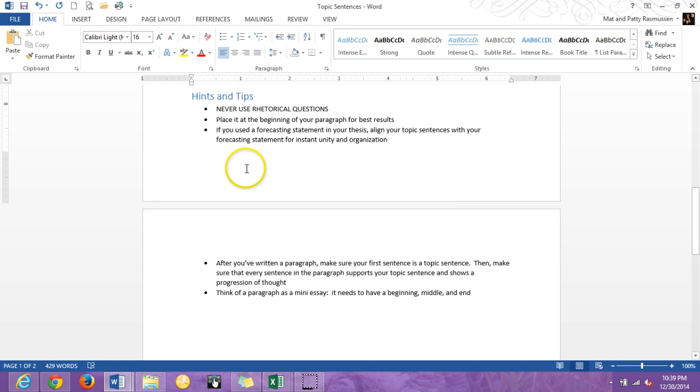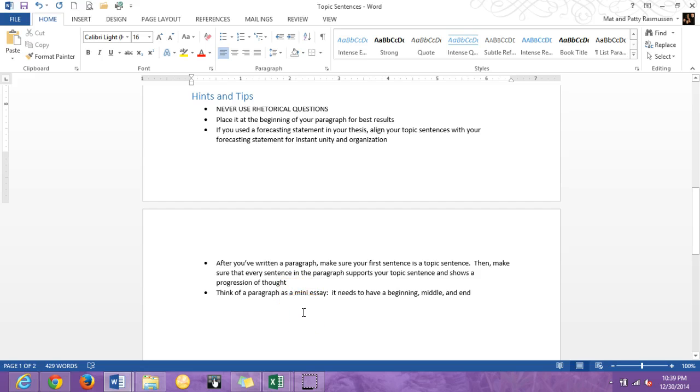Also, as I mentioned previously about forecasting statements, if you use a forecasting statement as part of your thesis statement, you can align your topic sentences with that forecasting statement, and then you instantly have unity, organization, and even focus, really. So if your thesis statement mentions item 1, item 2, item 3, your topic sentences are going to mention item 1, item 2, and item 3 respectively. So again, that's a really easy way to organize your paper if you are comfortable with doing that.